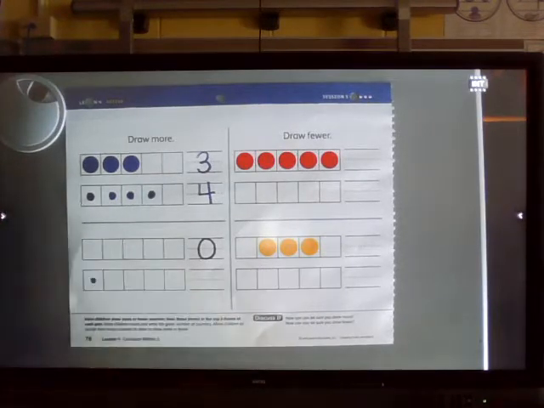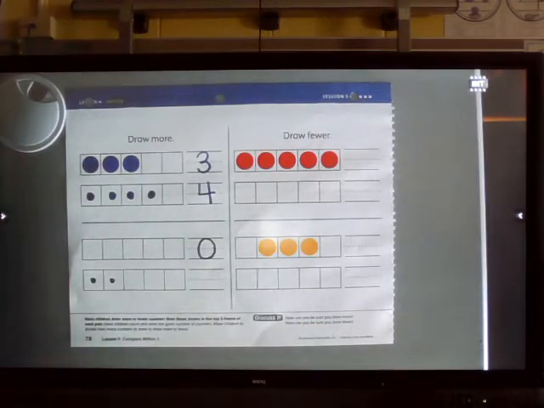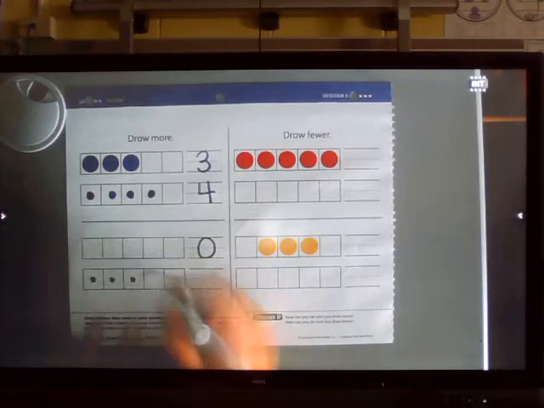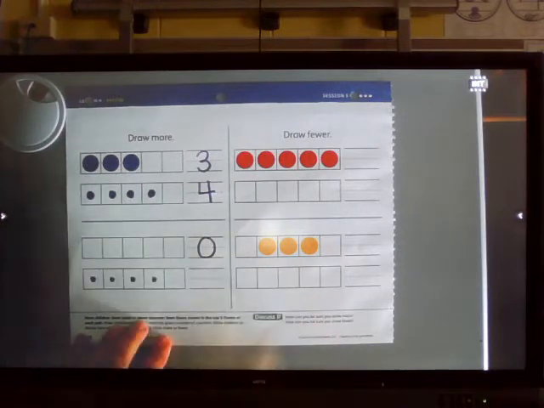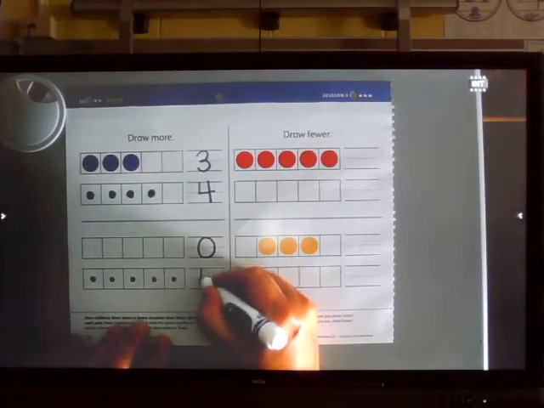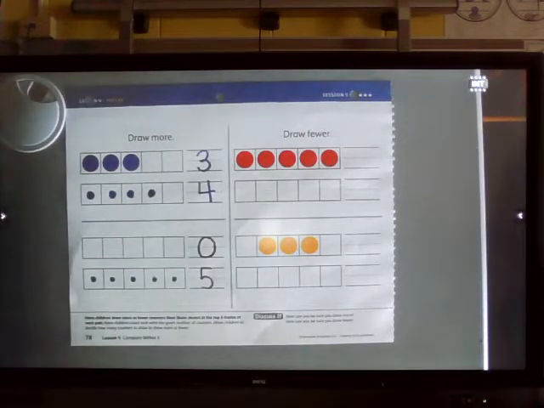If I draw 1, that's more than 0. If I draw 2, that's more than 0. If I draw 3, that's more than 0. If I draw 4, yep, more than 0. And if I draw 5, that's definitely more than 0. So, down and around, put a hat on top, see what you found. It's a big fat 5. 5 is more than 0.